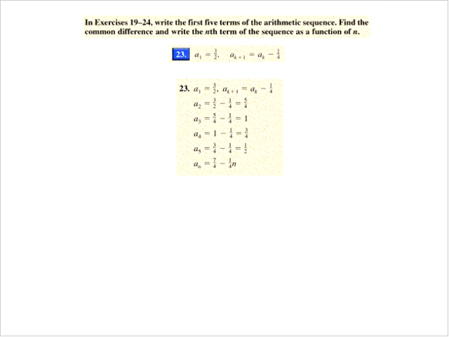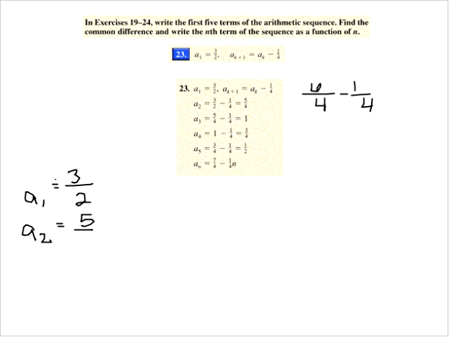Next, it says write the first 5 terms of your arithmetic sequence. We know the first term is 3/2. To find each resulting term, we take the previous term and subtract off 1/4. So 3/2 minus 1/4 is the same thing as 5/4.